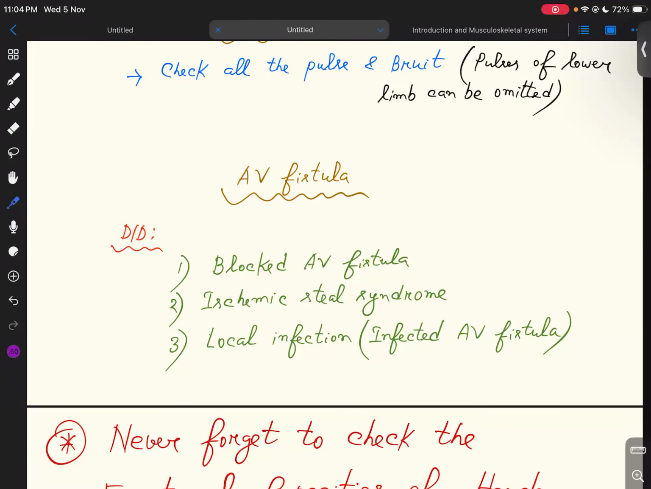So why does it cause hand pain in that case? I'm just trying to understand. The blood circulation, I think it is not clear to me, but a blocked AV fistula can cause some local infection. That local infection can cause some pain. Okay.